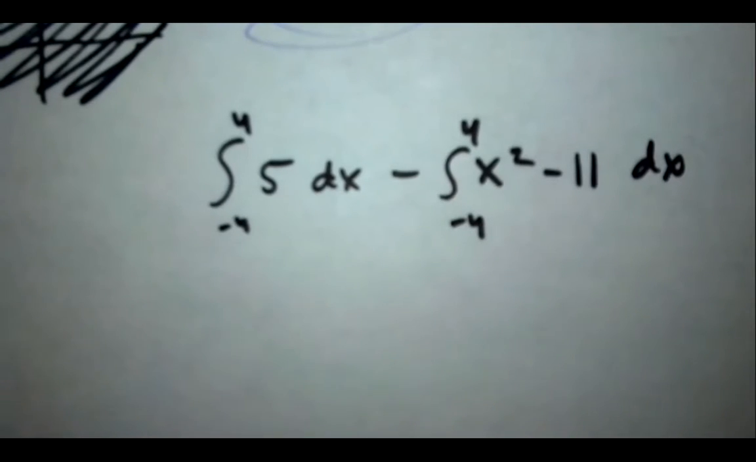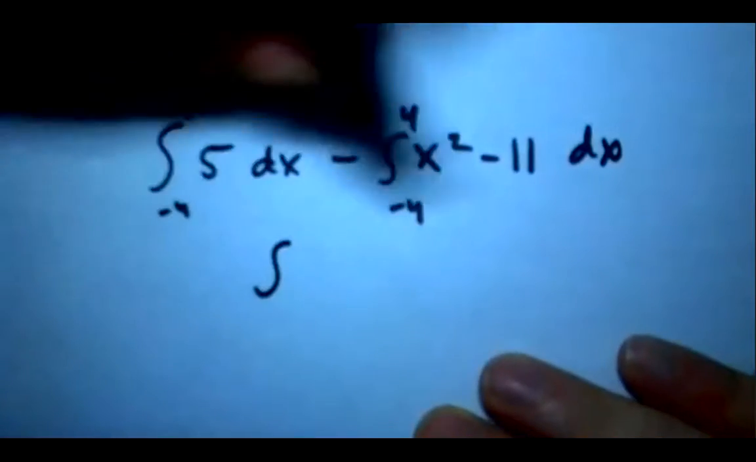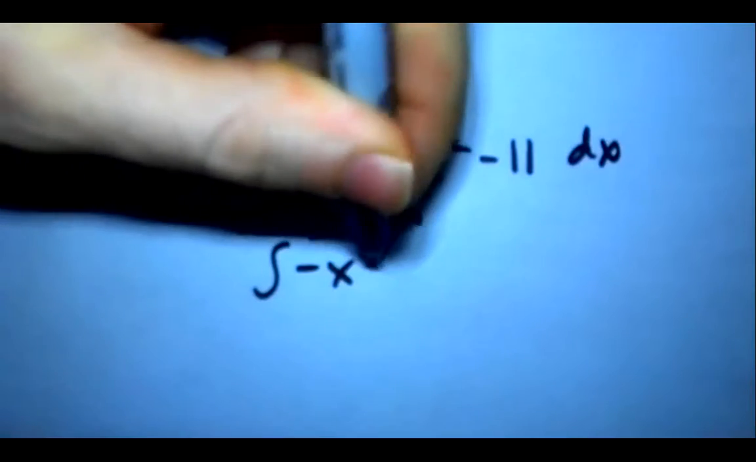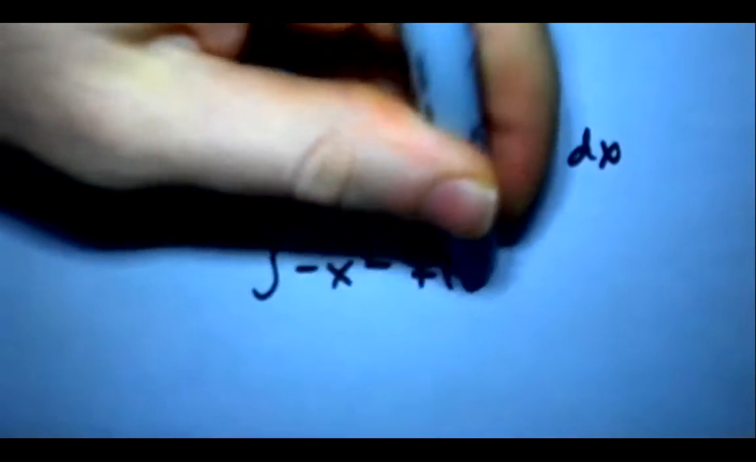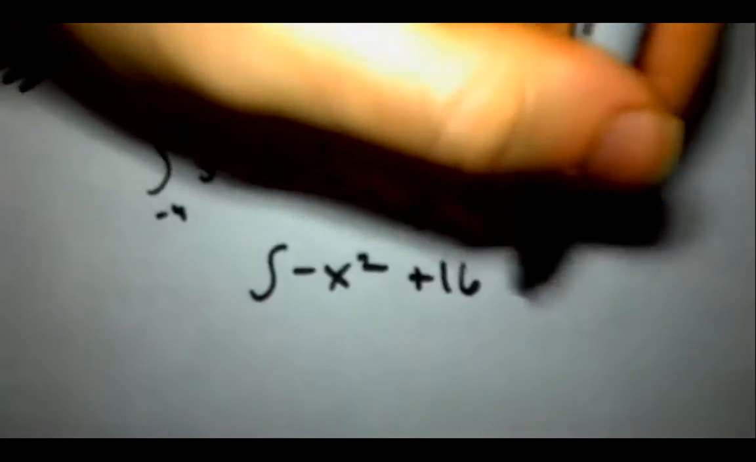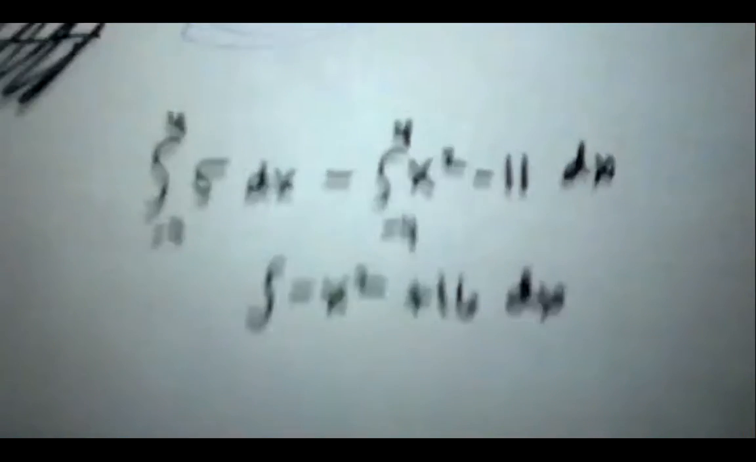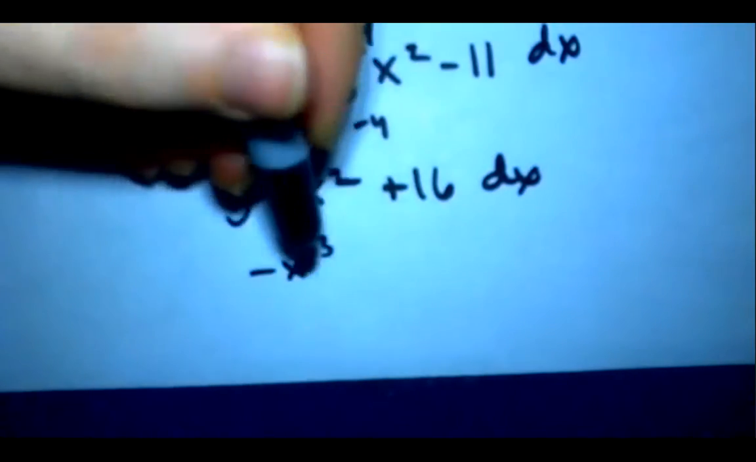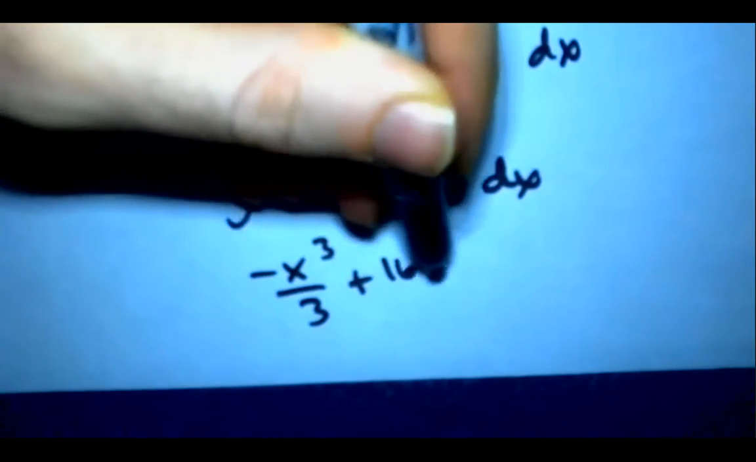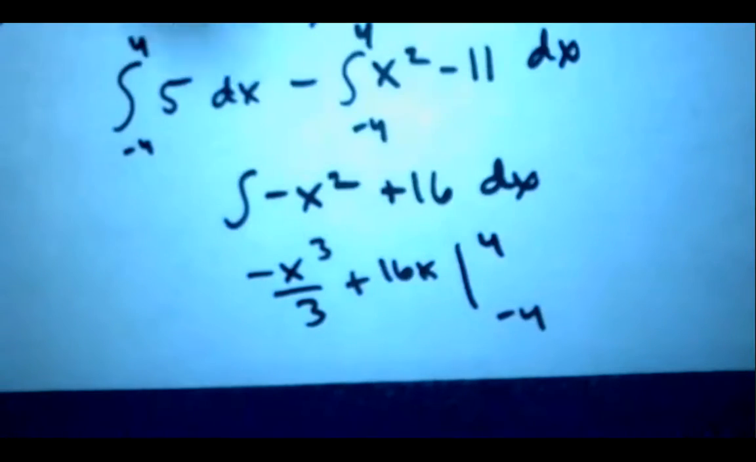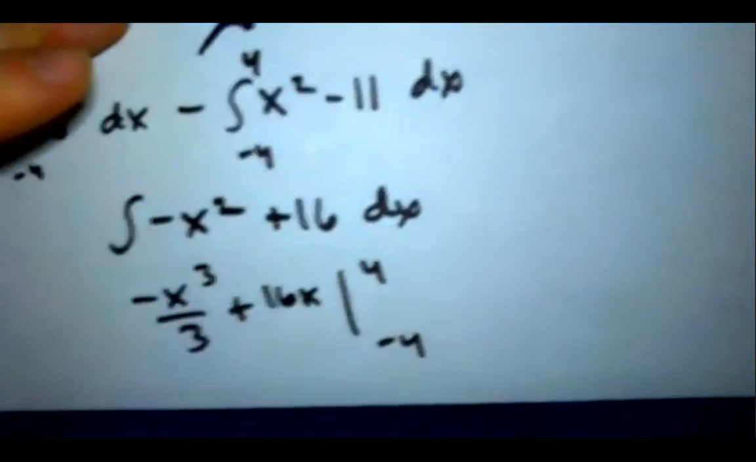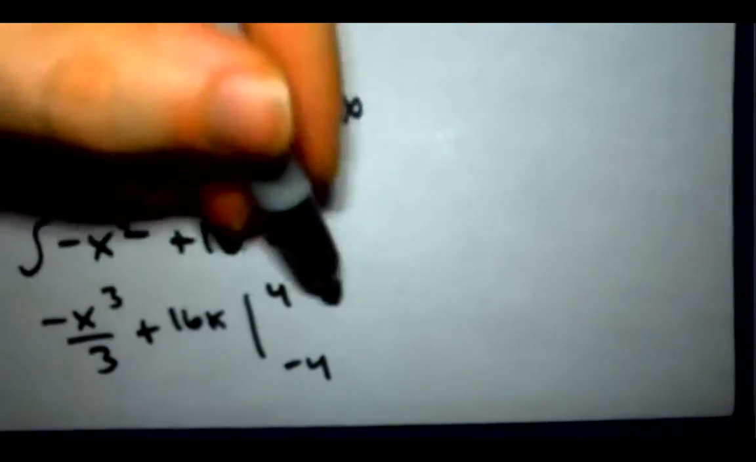Okay, so if we smush these together, we've got the integral of, so this becomes -x squared. You're adding the 11 over. So I've got 16. Everybody good there? If we distribute that negative, you'd have -x squared, add that over. Okay, time to integrate. So that would be -x to the third over 3 plus 16x from -4 to 4. So if that integration checks out, you just need to do some general plugging in, see what we get.